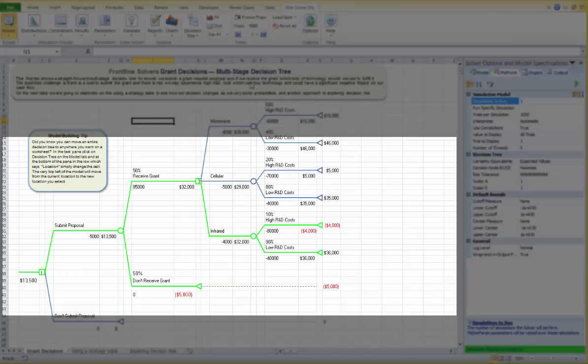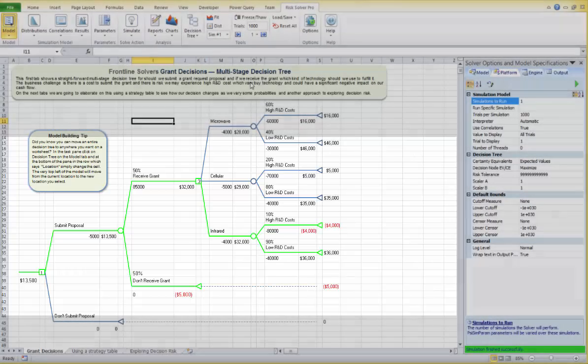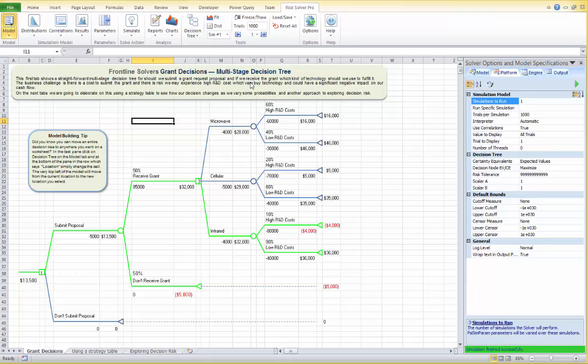Before implementing the optimal decision to submit a grant proposal, as suggested by this analysis, it would be wise to consider how sensitive the recommended decision is to changes in values in the decision tree. For example, he assumed a 50-50 chance of receiving the grant. What if only a 30%, 20%, or 10% chance exists of receiving the grant? Should he submit the proposal or not?